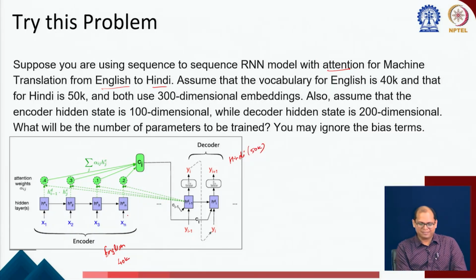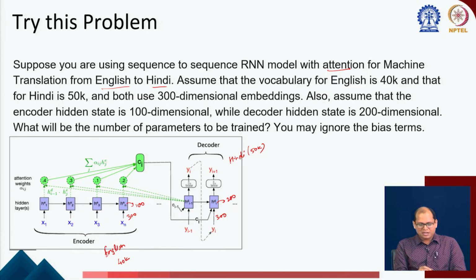Both have 300 dimension embeddings, and the hidden state of the encoder is 100 dimension and the hidden state of the decoder is 200 dimension. Now the question is, what is the number of parameters that you need to train, ignoring the bias terms? So let us understand the parameters that we will need.